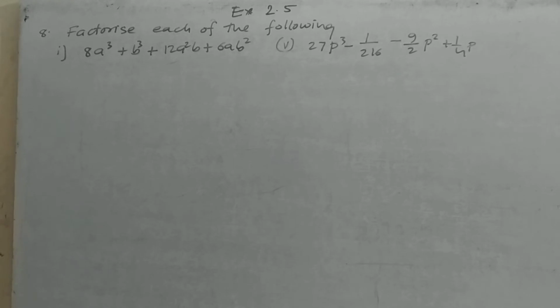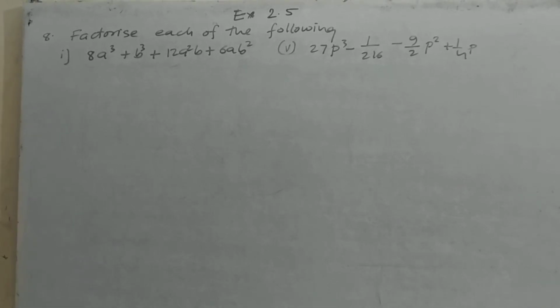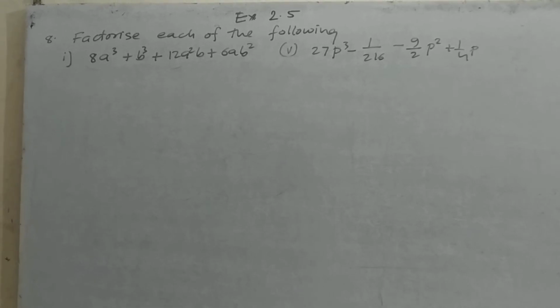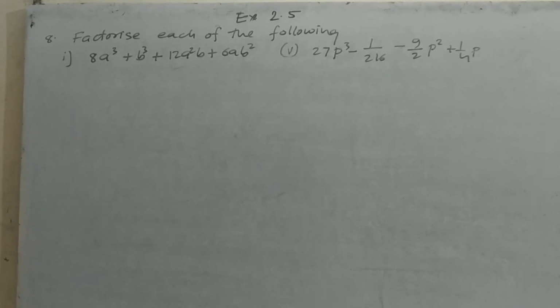Dear children, we are now in question number 8 of exercise 2.5. We have to factorize. Out of the 5 questions, we have selected these 2. One is all plus and another one is minus. Factorize means you have to bring it in brackets. Expansion means this is the expanded form. Let us see the first question.